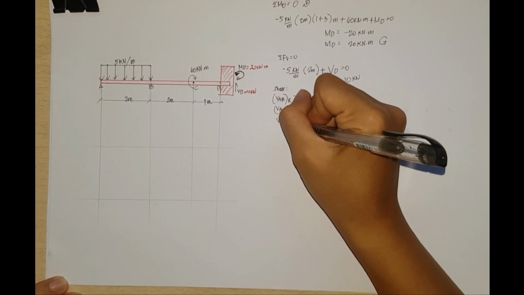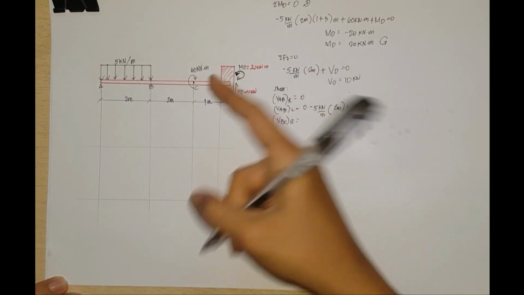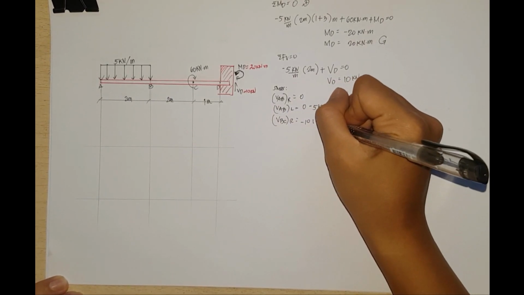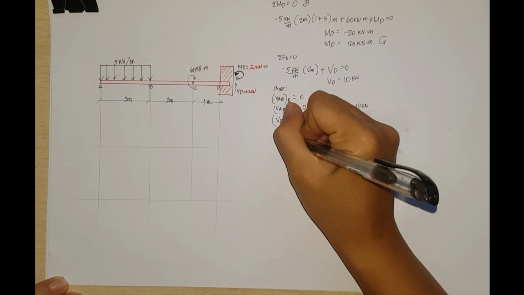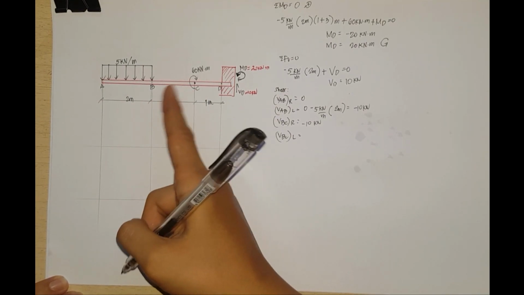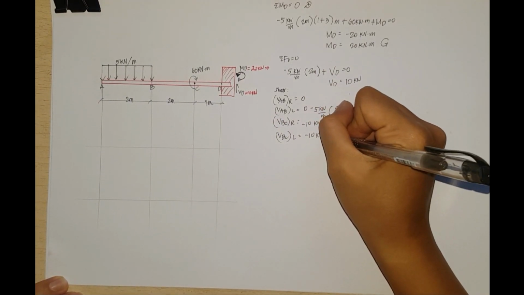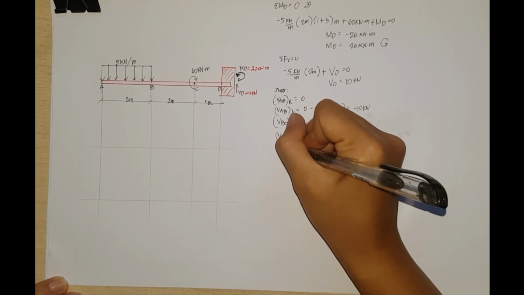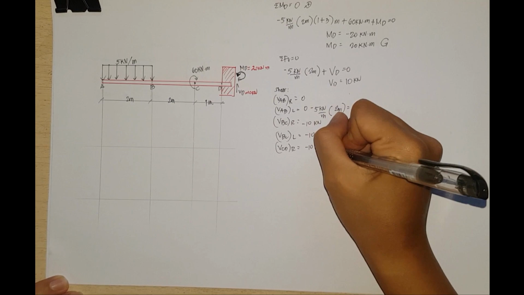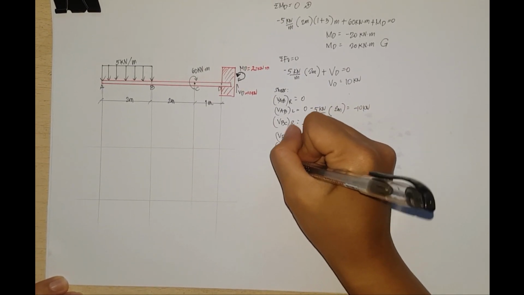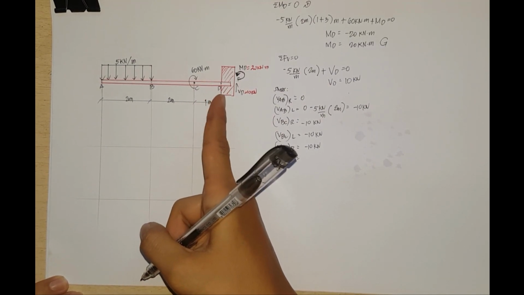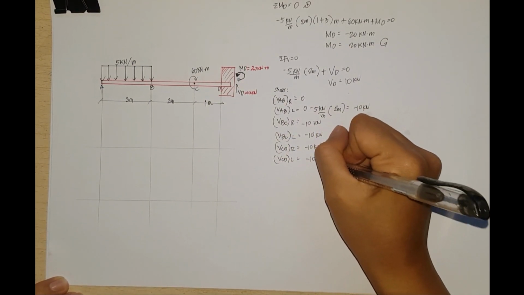Next, VBC right. Is there any point load? None. So, we have negative 10 kilonewton. And then, VBC left. Is there any area in the load diagram? None. So, negative 10 kilonewton. And then, VCD right. Is there any point load? None. So, negative 10 kilonewton. And then, VCD left. Is there any area in the load diagram? None. So, we have negative 10 kilonewton.